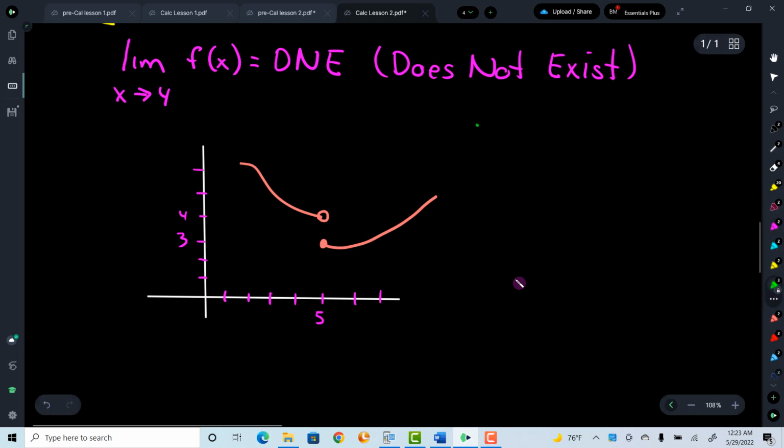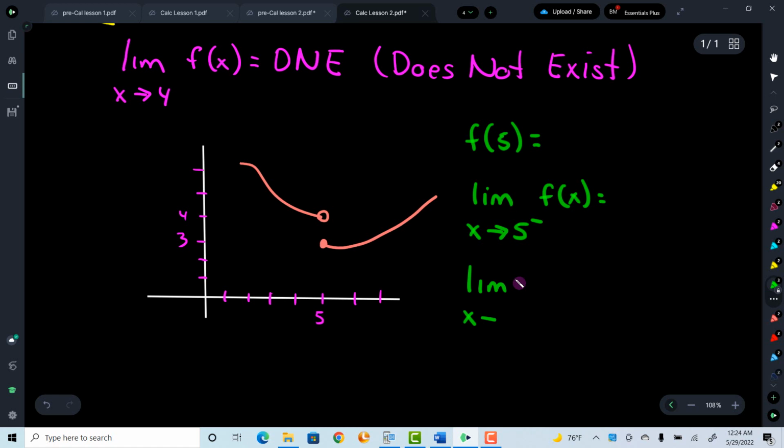I want to know what f of 5 equals. I want to know the limit as x approaches 5 from the left of f of x. I want to know the limit as x approaches 5 from the right of f of x. And I want to know the limit as x approaches 5. Okay? All right, so let's look at this.